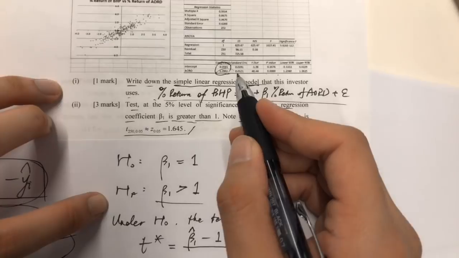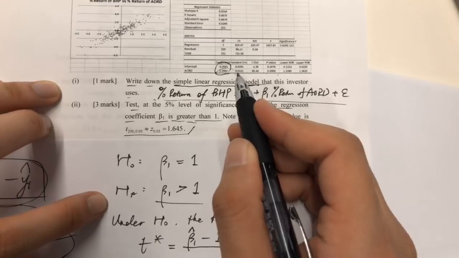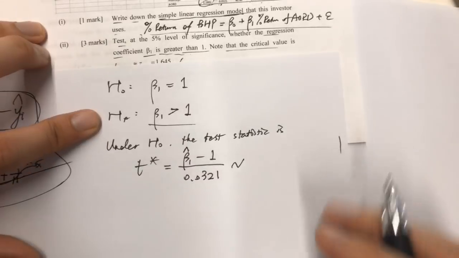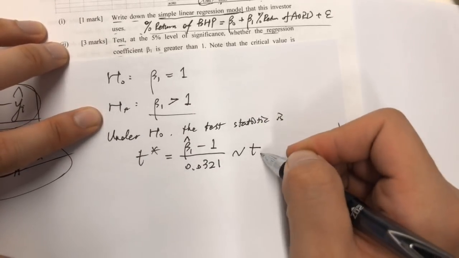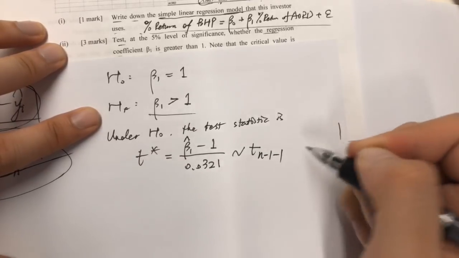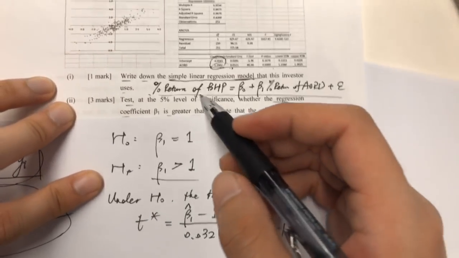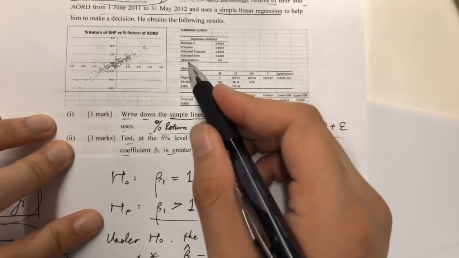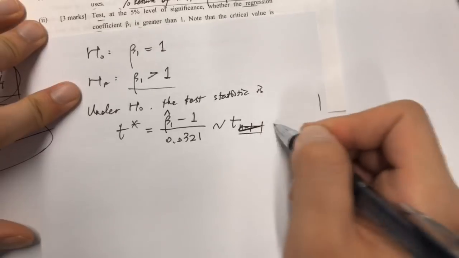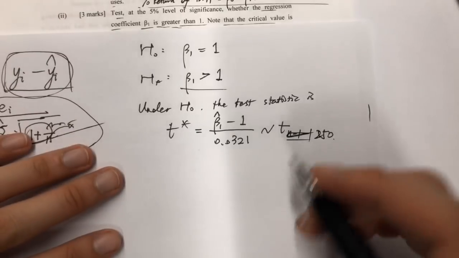It is actually here. I know it's a bit blurry, but I can tell you the value: the standard error is 0.0321. It follows a t distribution with n minus 2 degrees of freedom, because it is n minus k minus 1, with k equal to 1. So n minus 2 equals what? We can see the total number of observations is 252. So the degrees of freedom should be 250. Therefore, let's state the decision rule.